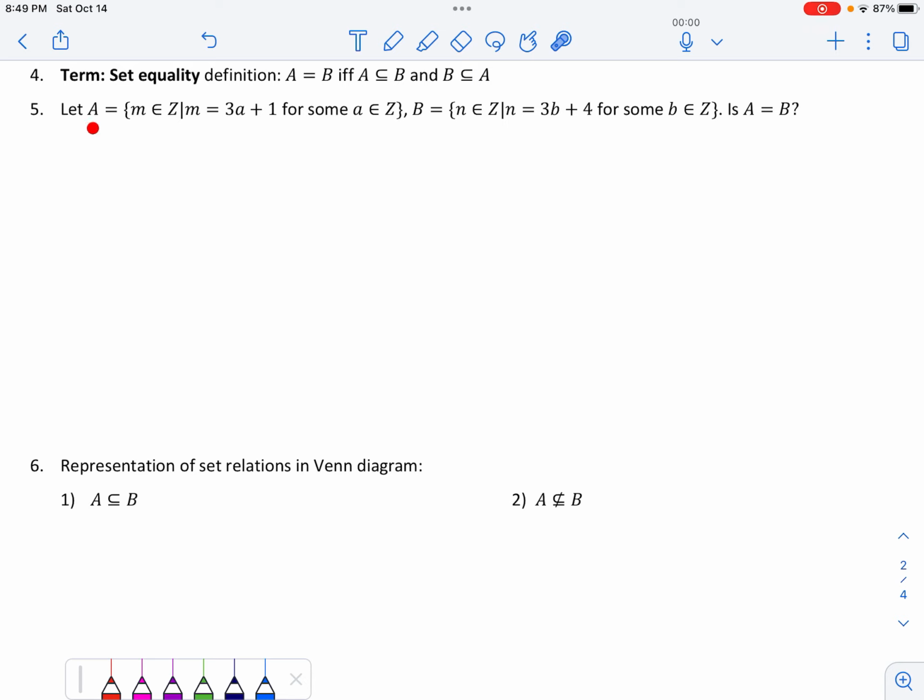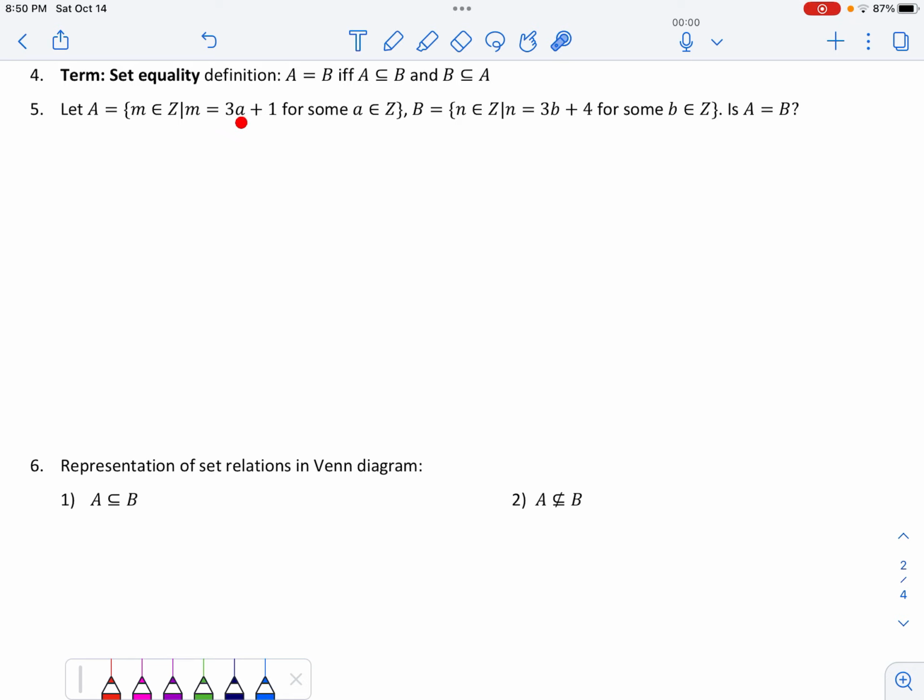So here set A is defined to be 3a plus 1 for some integer a. Set B is 3b plus 4 for some integer b. Is set A equal to set B? Again, it's always good to just write down some numbers from A and some numbers from B, and then you compare, to make sense of it.